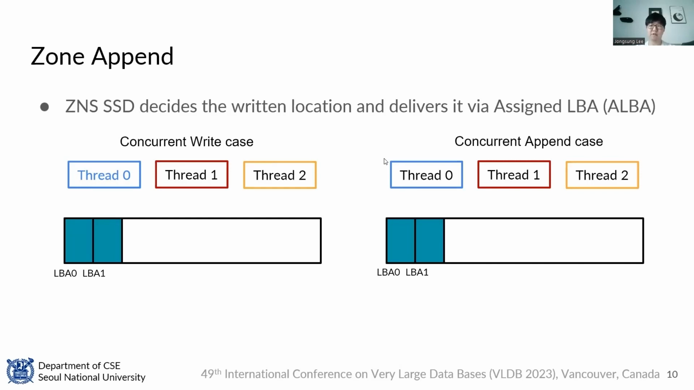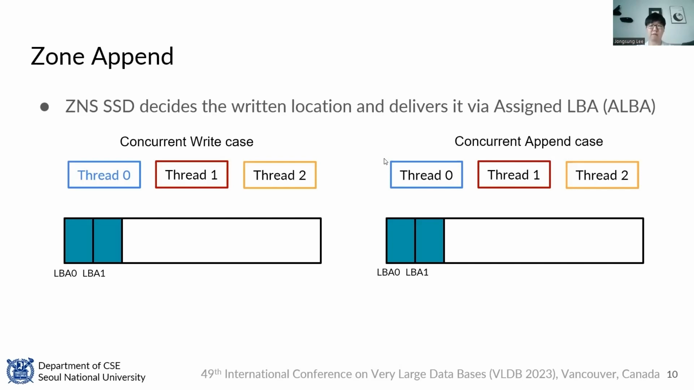The zone append command is newly introduced, in which the device decides the written location of data and returns the address via the assigned LBA. By offloading the responsibility of configuring the LBA from the host to the device side, the append command can concurrently execute even if the sequential write constraint exists. We will use the zone append command to skip the batch group write.